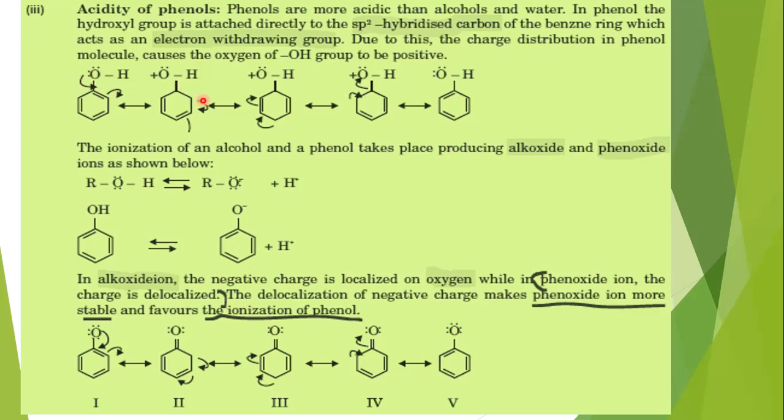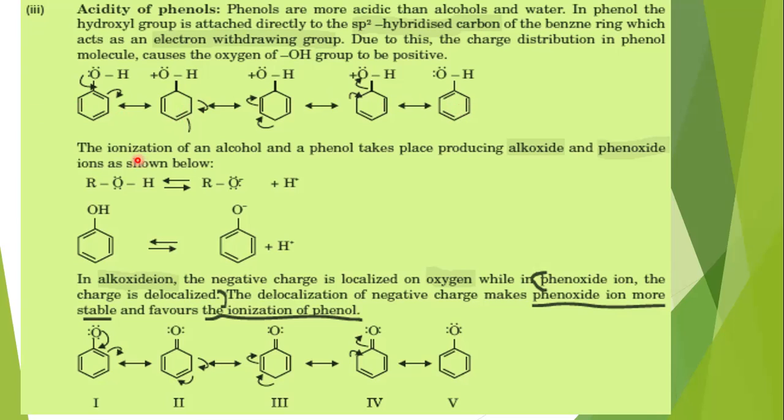In this way, negative charge again goes here, then at para position, again here at ortho position. In this way, these are resonating structures.